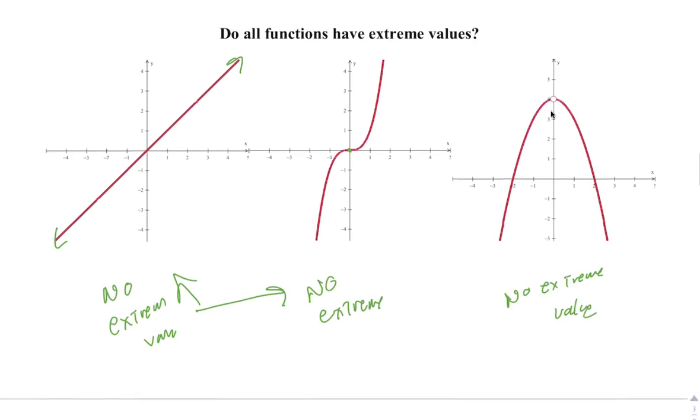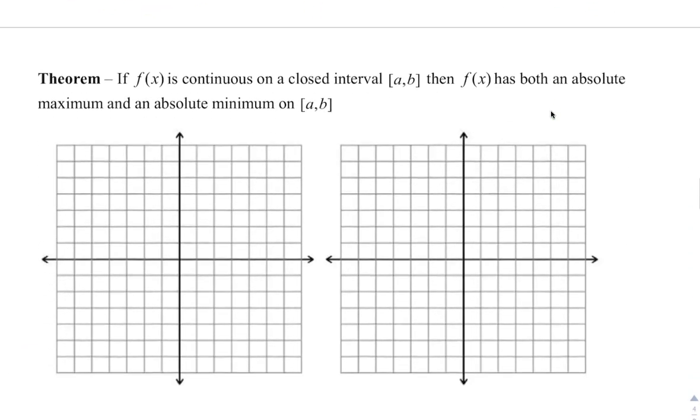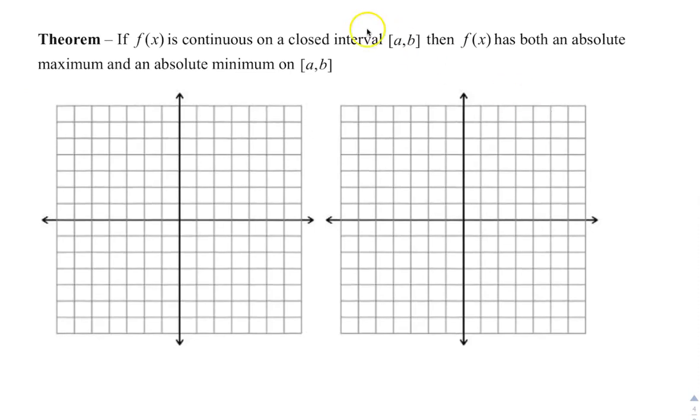Okay, let's look at a theorem. If f(x) is continuous on a closed interval [a, b], then f(x) has both an absolute max and an absolute min. This is a very important concept we're going to use a lot in this lesson. All this says is, if it's a closed interval, if we have both endpoints, then there must be a max and min. There has to be. Let's draw a quick example.